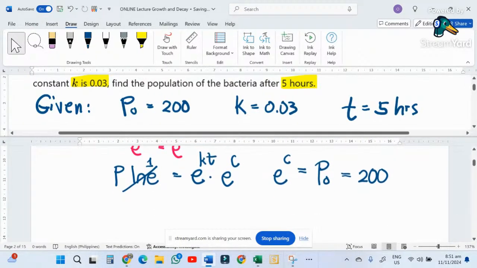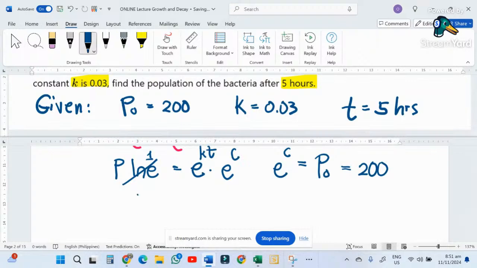P, therefore, will be a function of t. So P of t, which is very evident because your e is raised to a variable t. This is constant, and that is constant, and this is the one we're looking for. So it's only t that is the variable in our expression. So we will call it P of t. And then you have e to the k, which is 0.03, t. What is our t? 5. And what is our e to the c? It's 200.